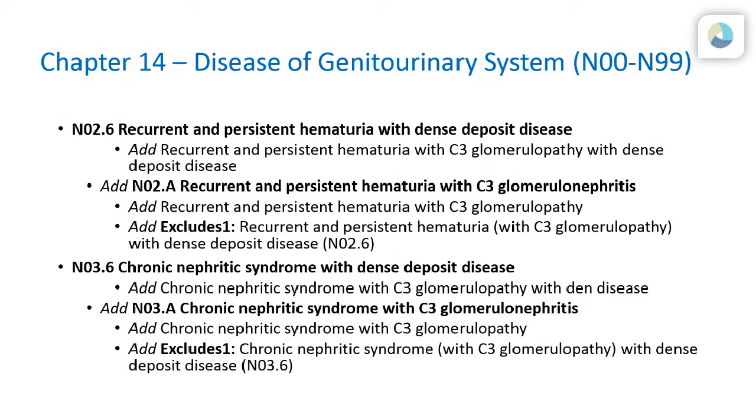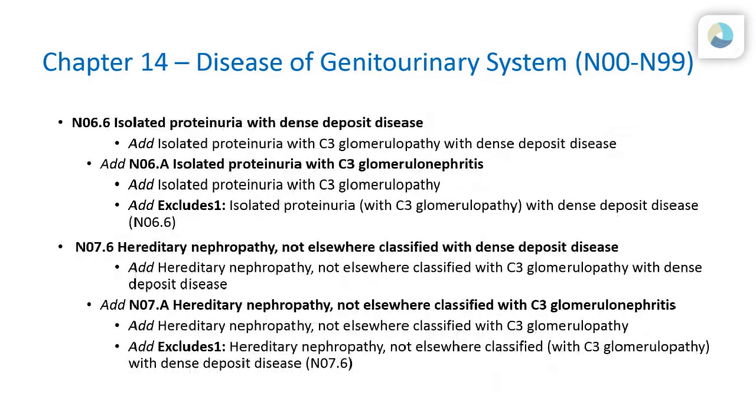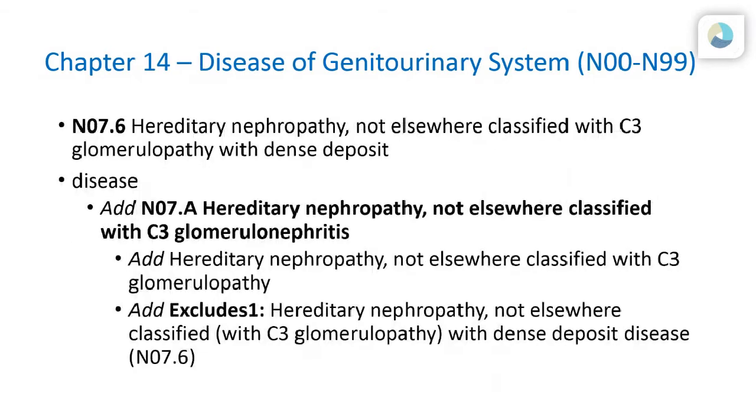And it continues with the same trend. N02.A, recurrent and persistent hematuria. And then N03.A, chronic nephrotic syndrome with C3 glomerulonephritis. Same thing. They're adding this with C3 and breaking it out with the same specificity throughout this chapter. And then we have isolated proteinuria with C3 glomerulonephritis. So same concept throughout this whole section.